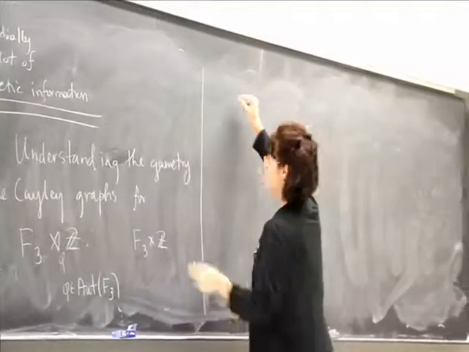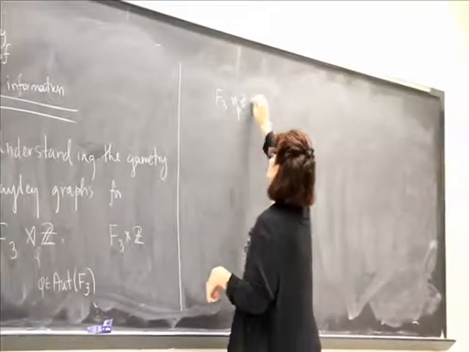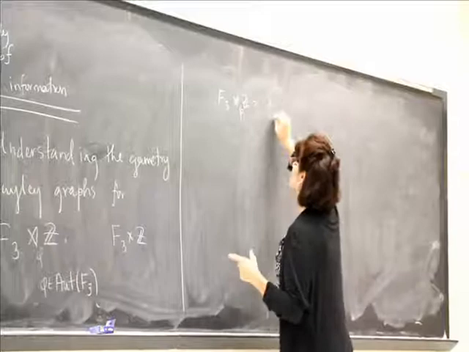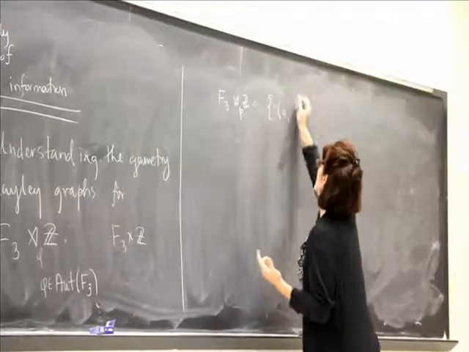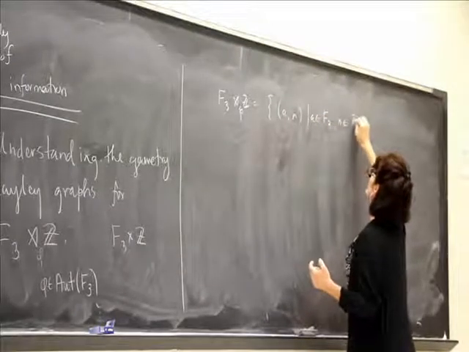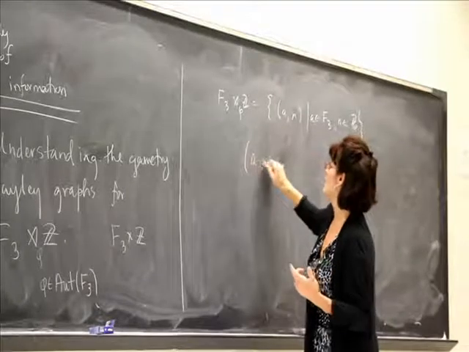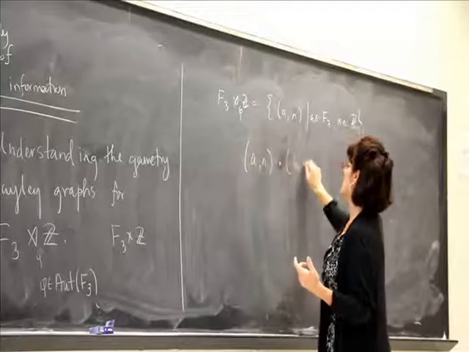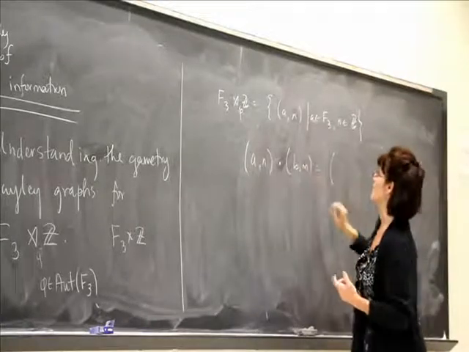And there's a construction. So how do you do it? Well, you take the same set. So F3 semi-direct Z as a set is just equal to the same thing. It's the ordered pairs (A, N), where A is in F3, and N is an integer. And then I just have to tell you what the product is. And so I have an (A, N), and I have a (B, M), and I'm going to multiply them together. M, thank you.